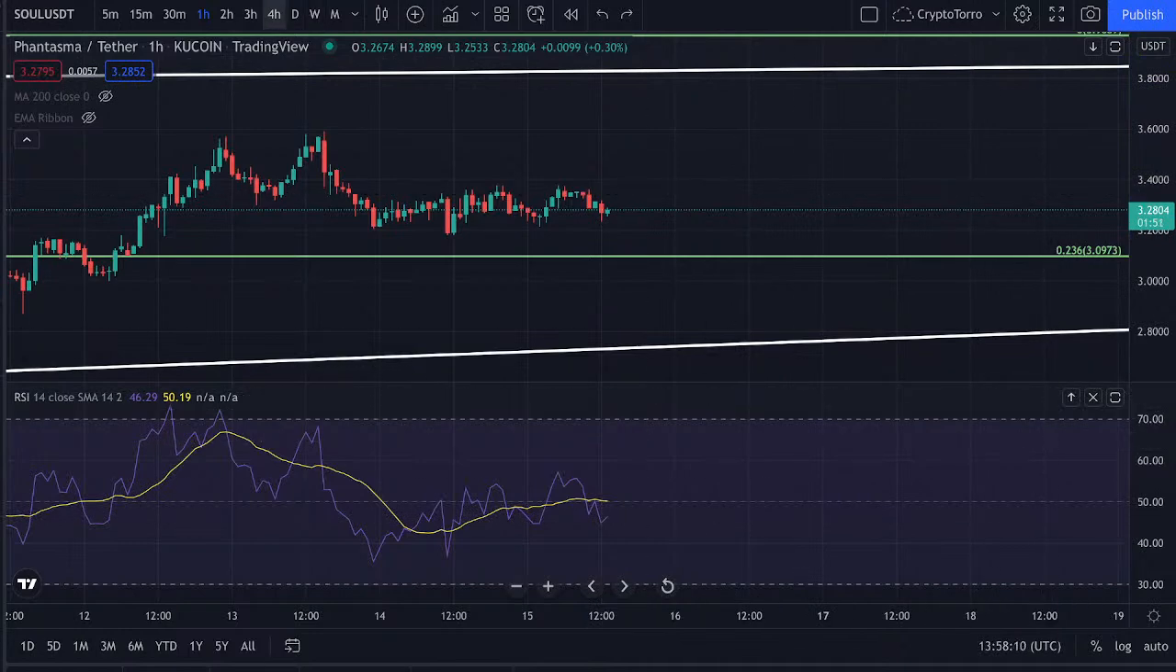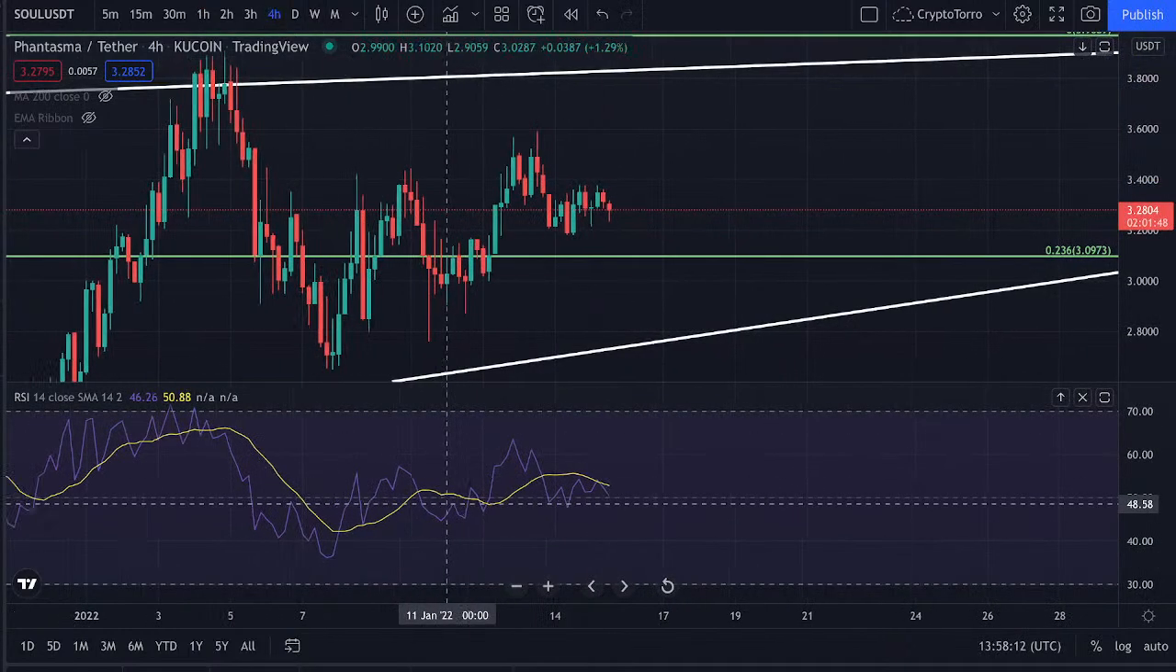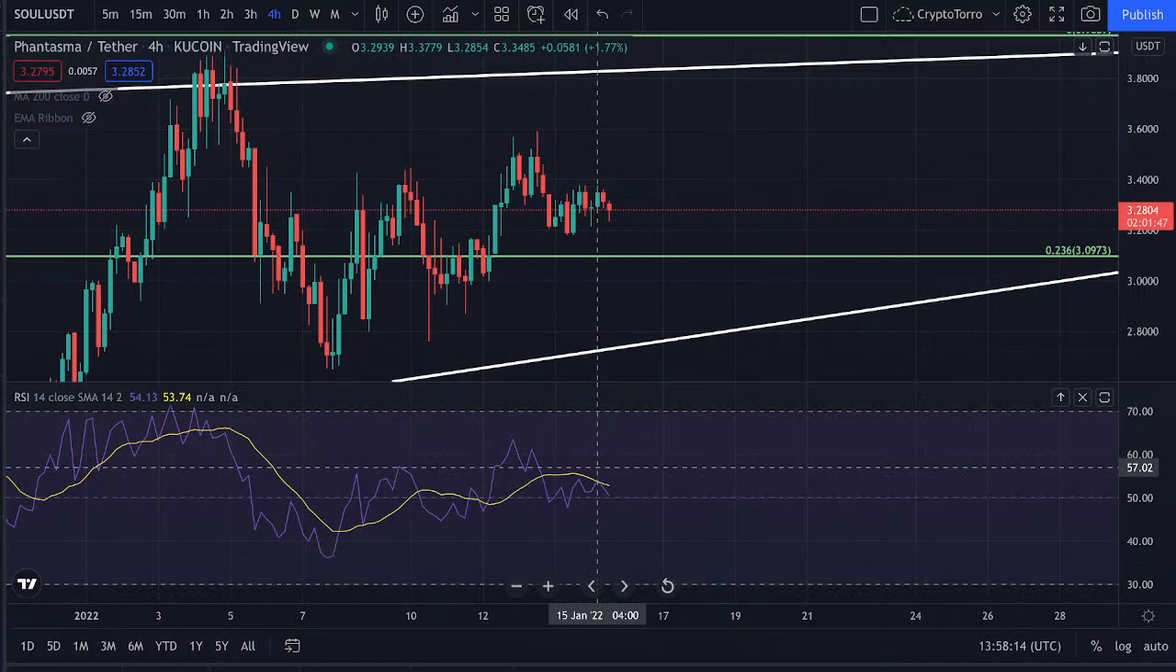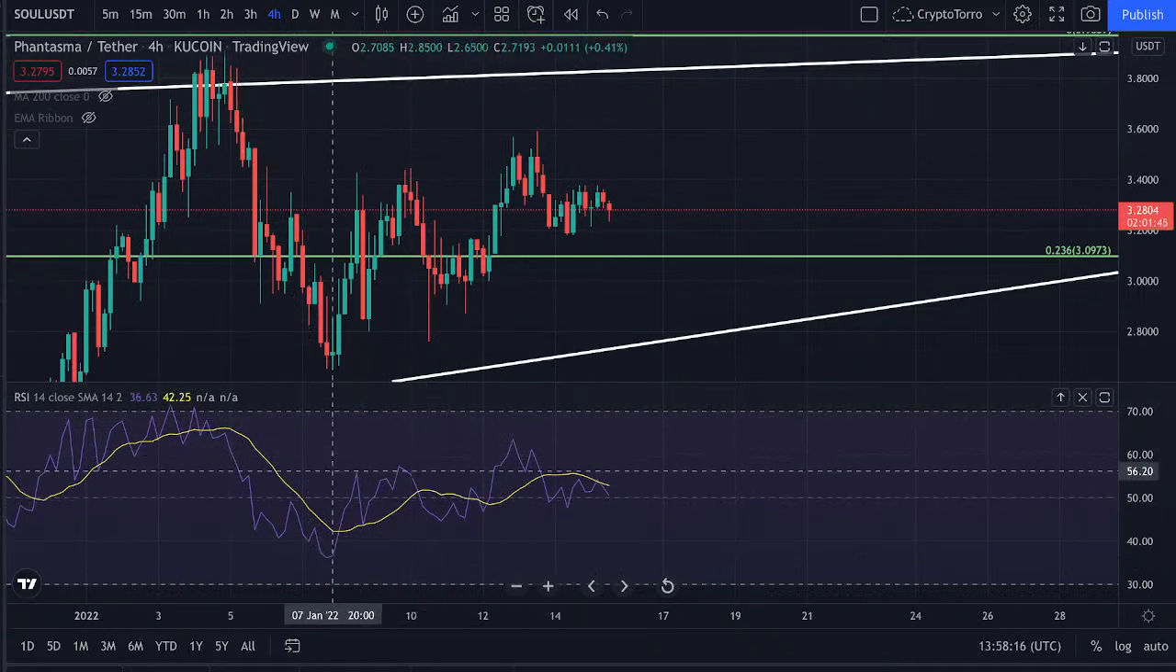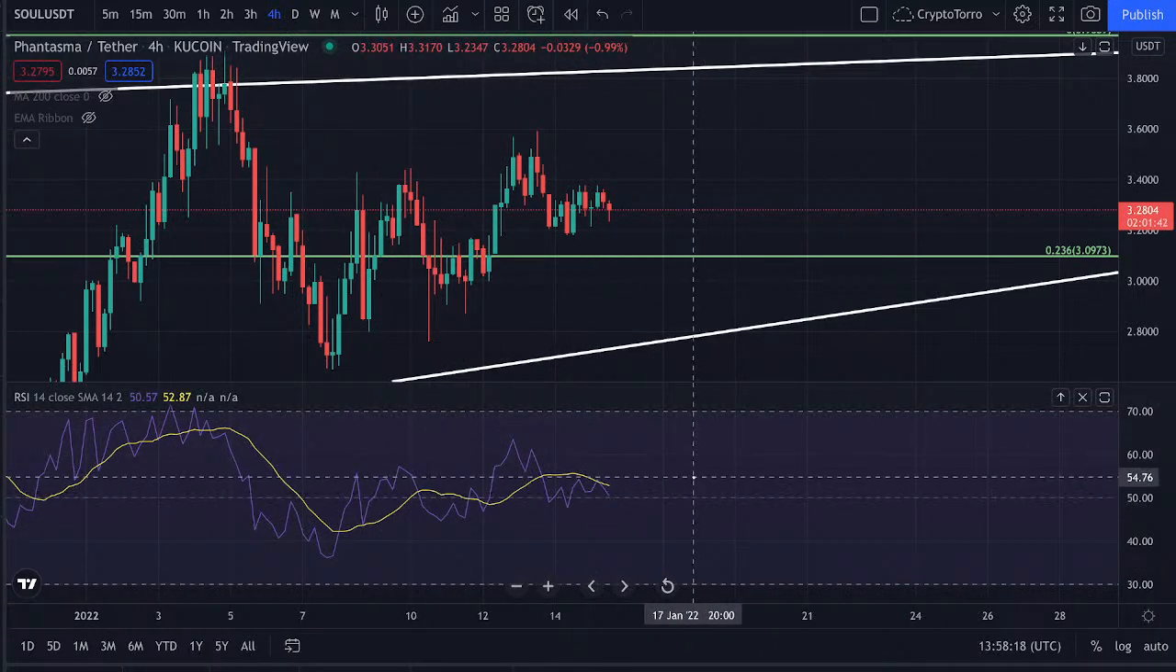Well, if we look at the 4 hourly time frame, what we are seeing is that we are as well not experiencing any type of bullish nor bearish divergences, and we are as well trading at the 50 range.